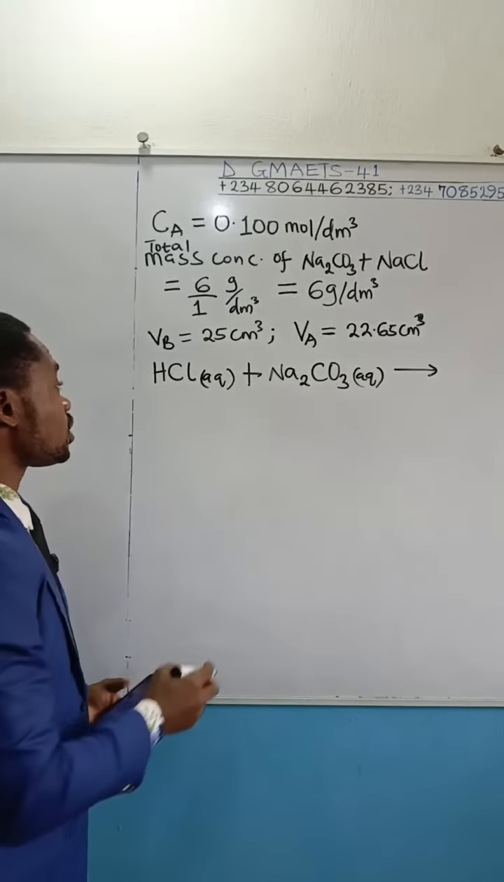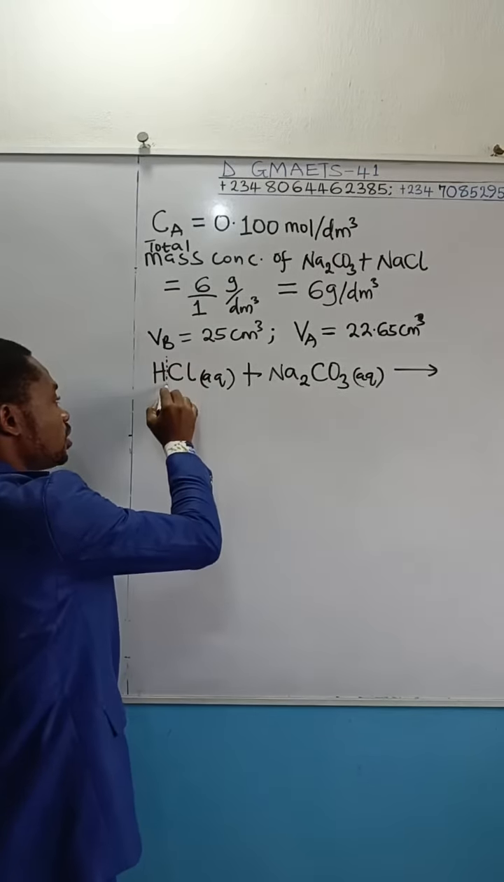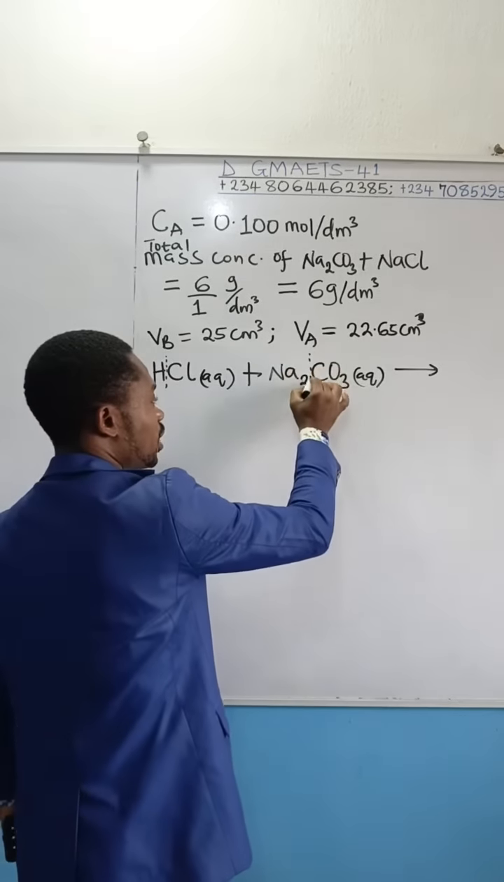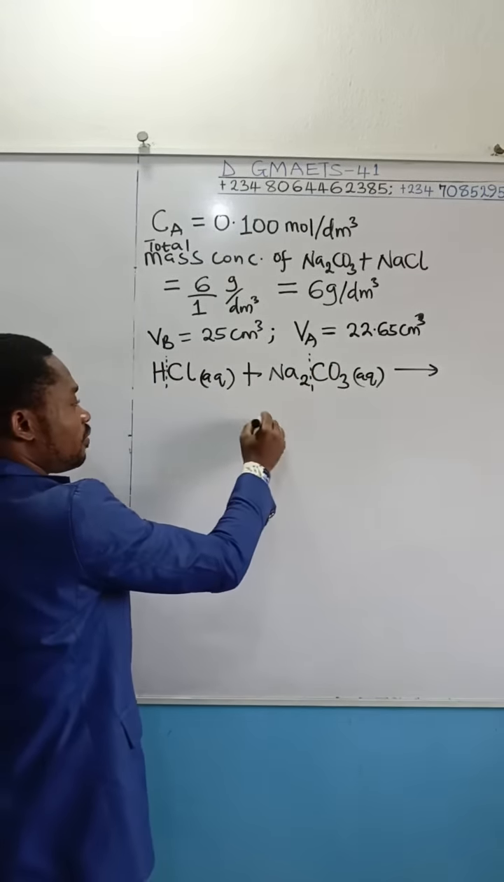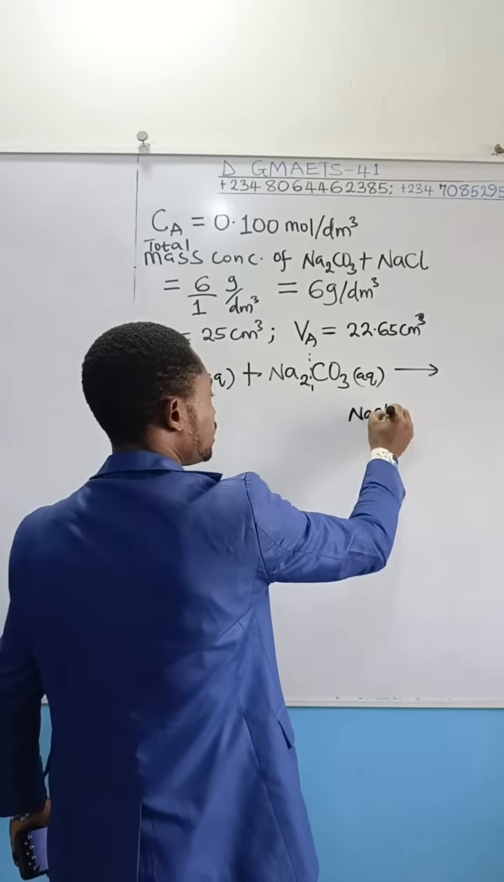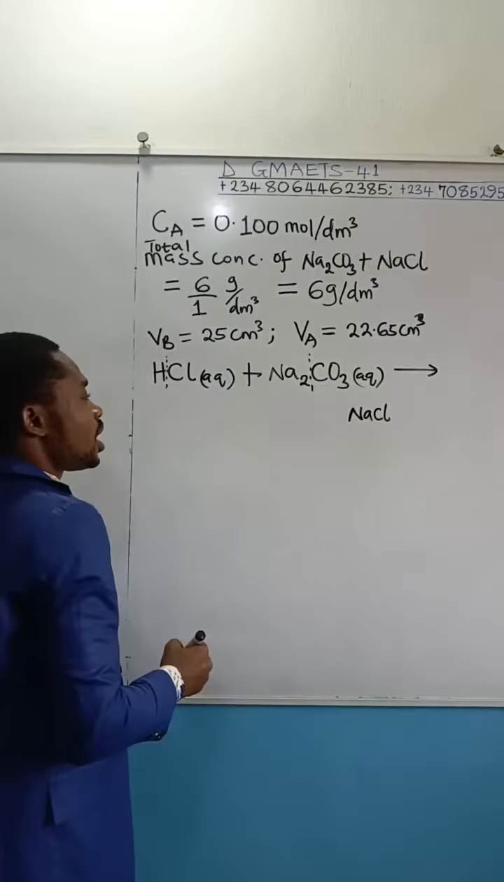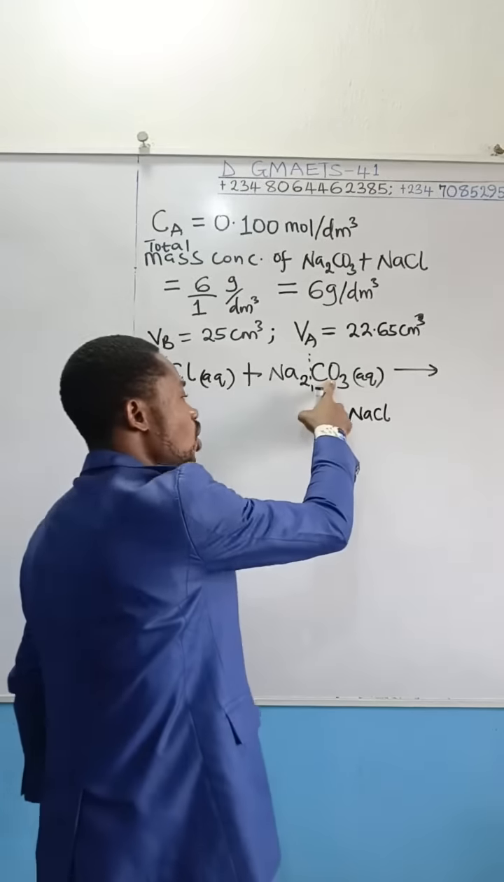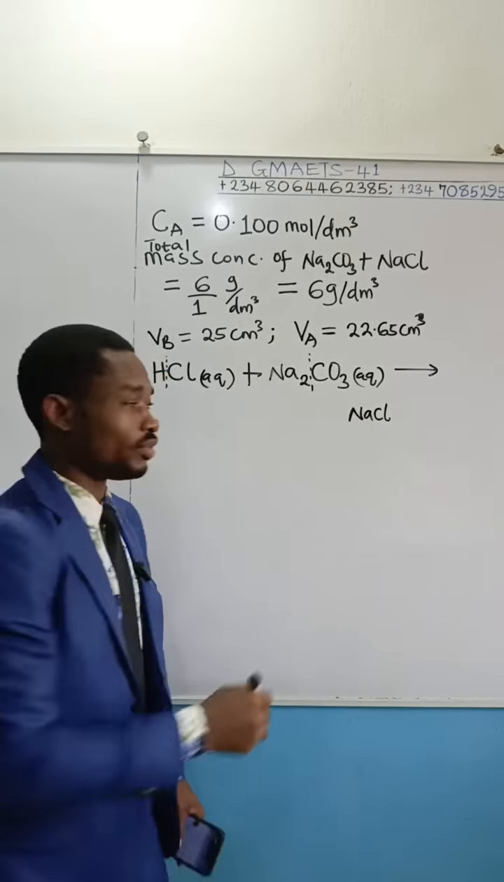So looking at this, what is going to happen here? This will split here. Sodium will react with chlorine to give you sodium chloride. Let me indicate it here, sodium chloride. And then this hydrogen will react with oxygen from this CO3 to give you water.